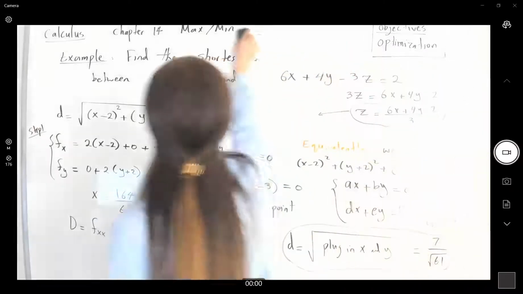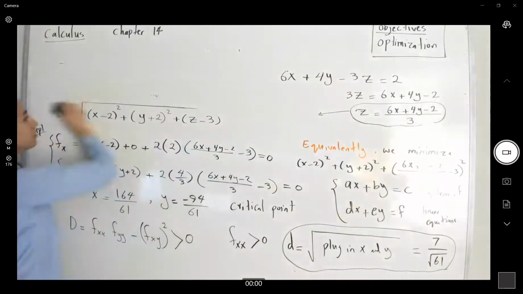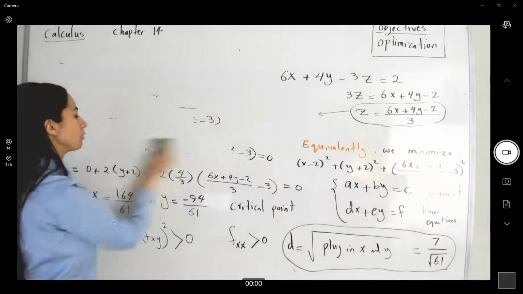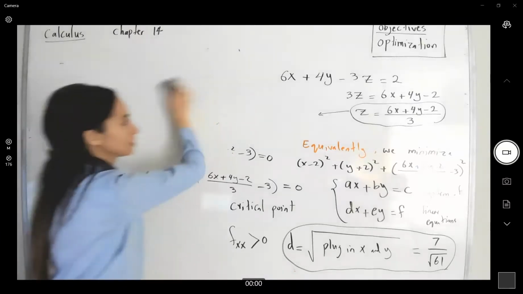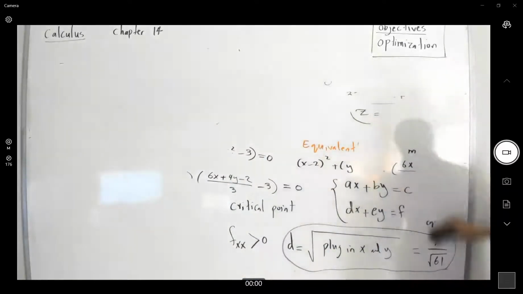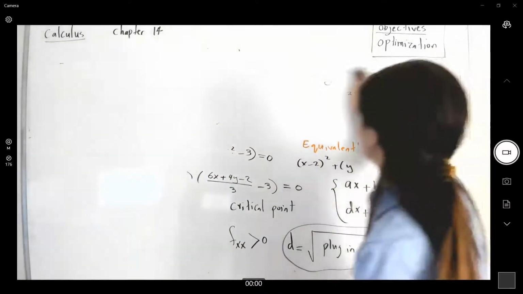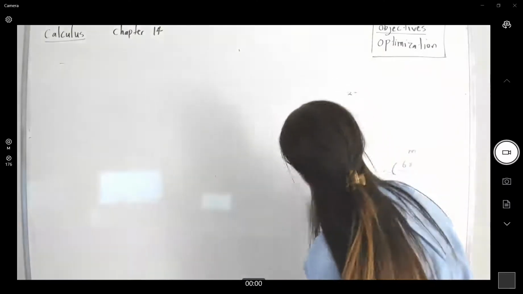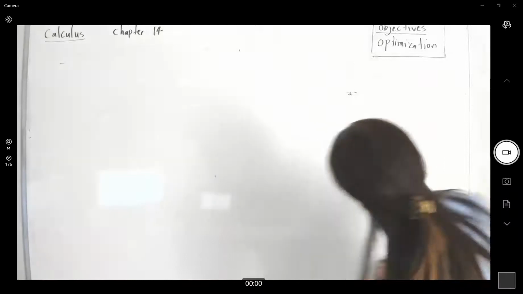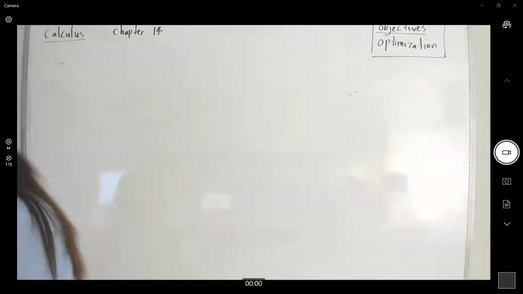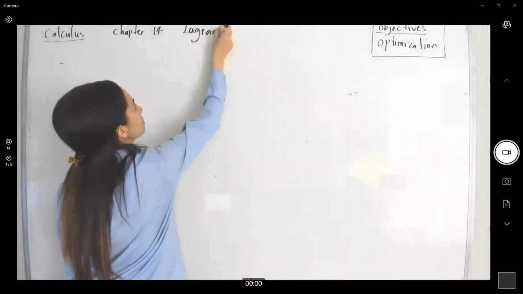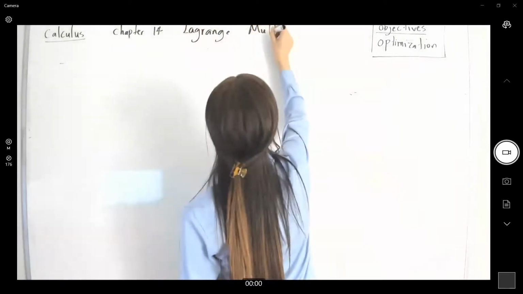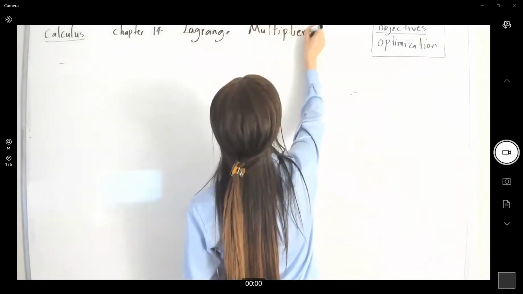So let us begin Lagrange multipliers. This is a technique that actually helps us to minimize or maximize a function if we have constraints. Again, this is another method for optimization. Lagrange multipliers. So let me give you an example.